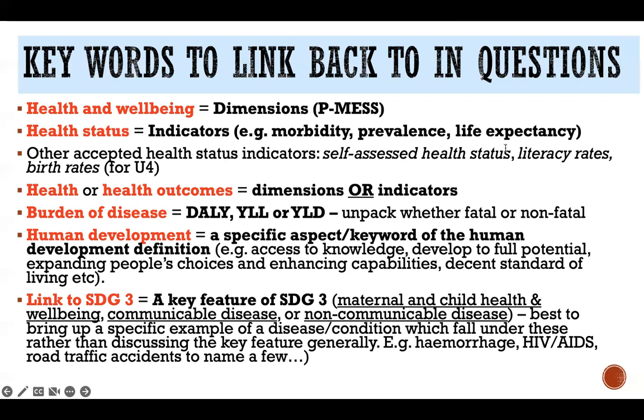It's usually when you're asked to link back to burden of disease or health status that you bring in the specific disease that connects to that risk factor. What's hemorrhage? Hemorrhage is basically excessive uncontrolled bleeding that often occurs when you don't have sterile birthing procedures in place, often occurring in places where it's not midwives or trained medical staff that are delivering the baby.